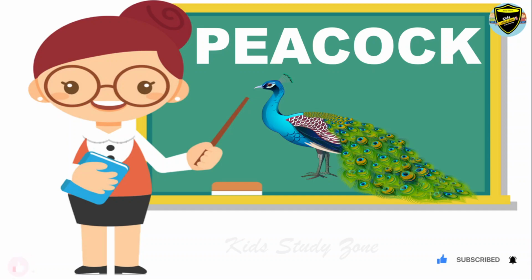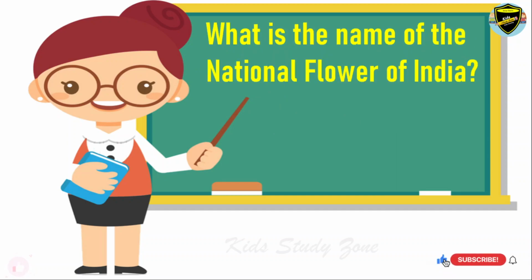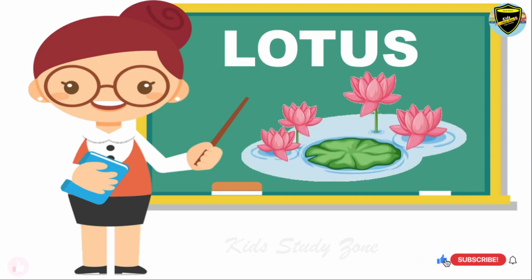Let's see the fourth question. What is the name of the national flower of India? Answer is lotus. L-O-T-U-S. Lotus.